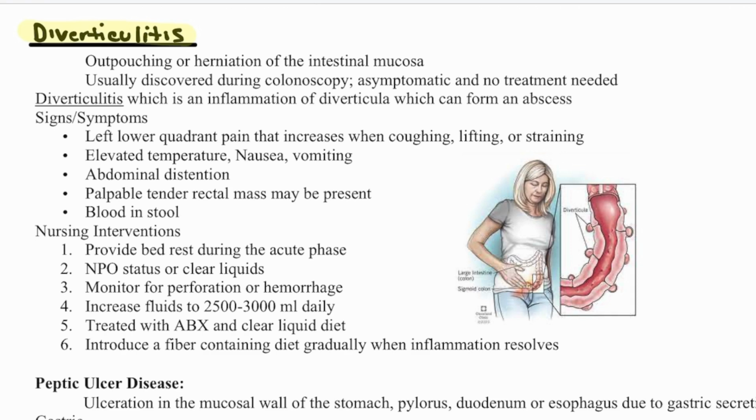Our nursing interventions are to provide bed rest during an acute phase, NPO status or clear liquids, monitor for perforation or hemorrhage, increase fluids to 2,500 to 3,000 milliliters a day, treat with antibiotics and a clear liquid diet, and introduce a fiber-containing diet gradually when the inflammation resolves.